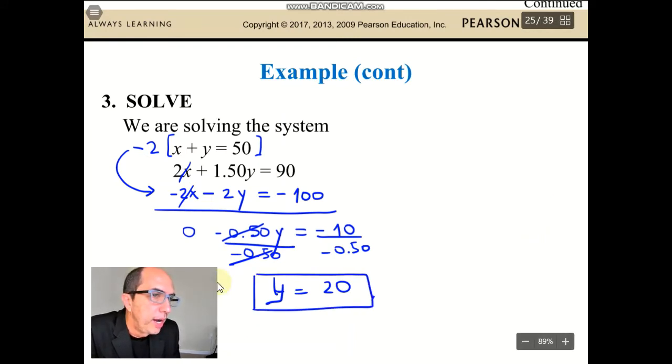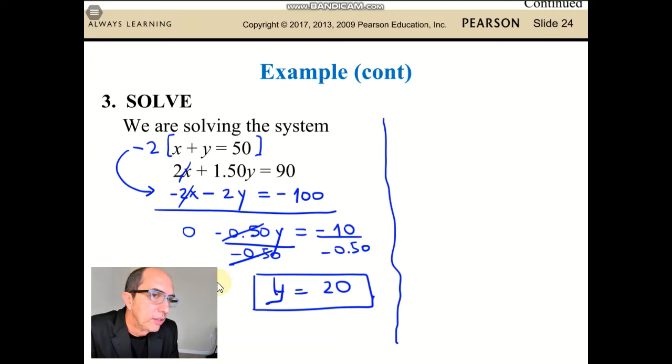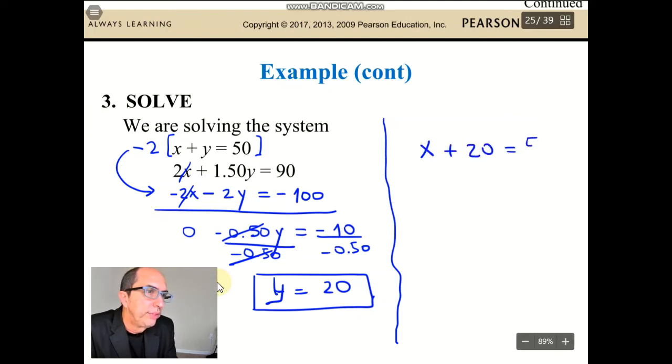This is going to be y. Plug in y in the first or the second equation. Let me see, I'm going to plug in the first equation. x plus 20 equals 50. x equals 50 minus 20, 30.